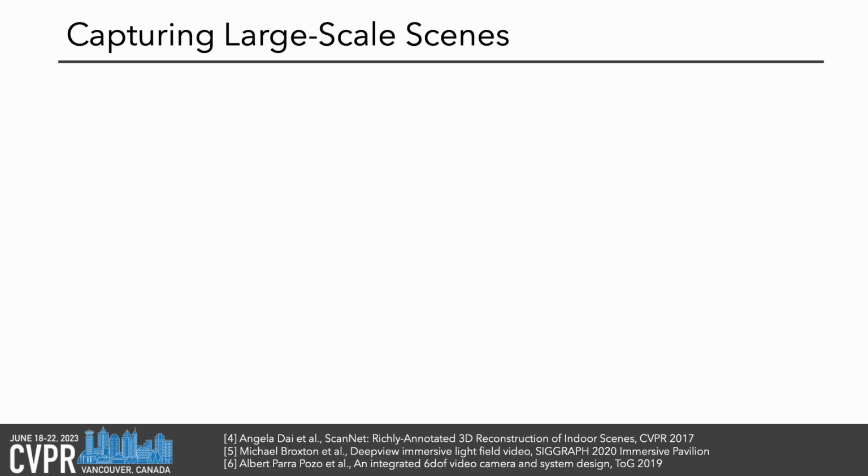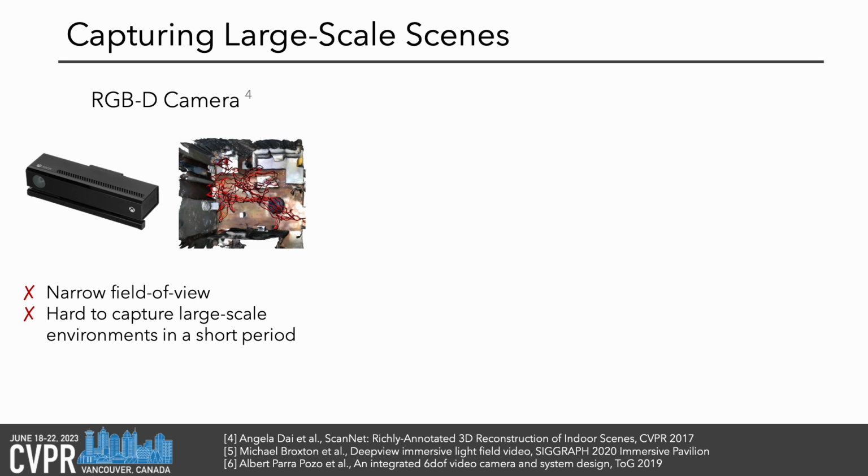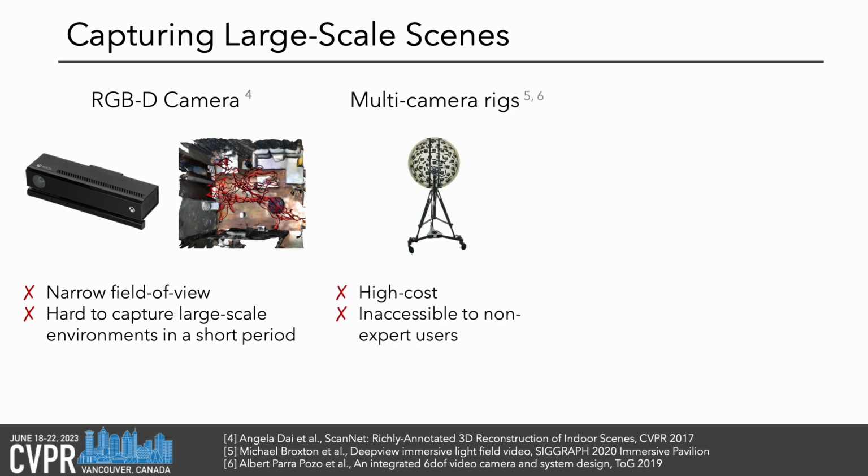There are a few methods to capture large-scale scenes. First, commodity RGB or RGBD camera is often used to capture large-scale indoor scenes such as in ScanNet. RGBD cameras have a price advantage, but the small field of view nature lengthens the camera trajectory, which makes it difficult to capture large scenes in a short period while scenes are static. Next, some methods use spherical multi-camera rigs. It is high cost and inaccessible to non-expert users.